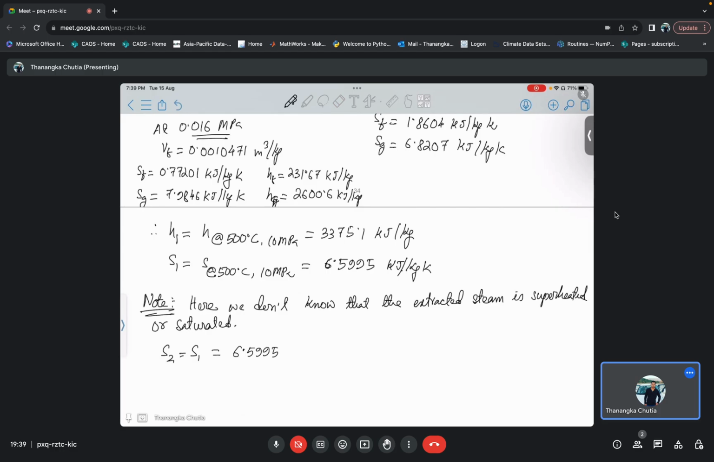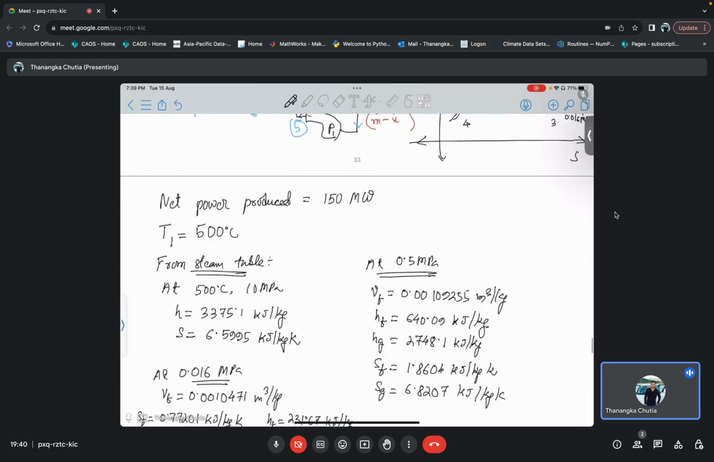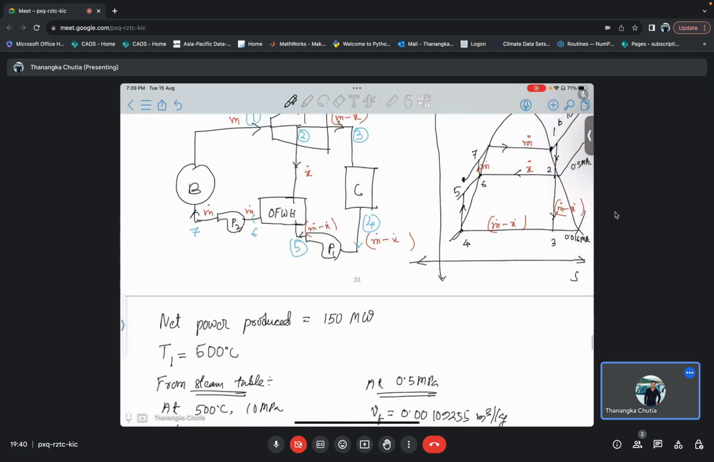6.5995 kilojoule per kg Kelvin. Now at the intermediate pressure of 0.5 megapascal, we need to check Sf and Sg, and if this S2 lies between Sf and Sg corresponding to 0.5 megapascal, then it is in this dome, otherwise it is outside this dome.